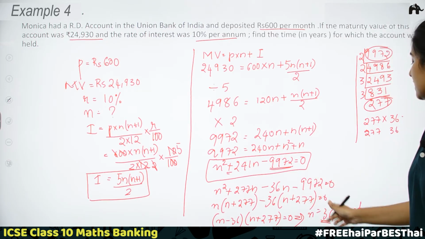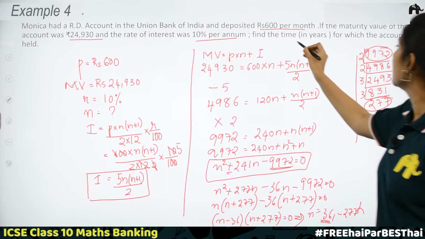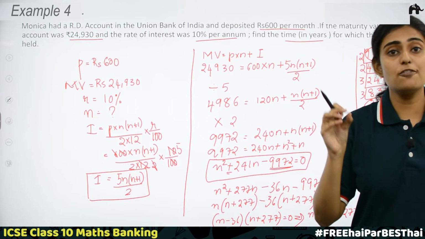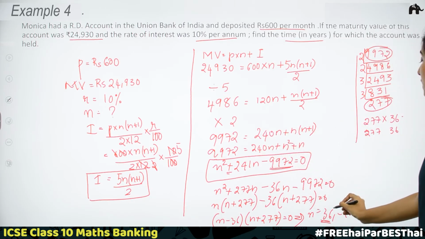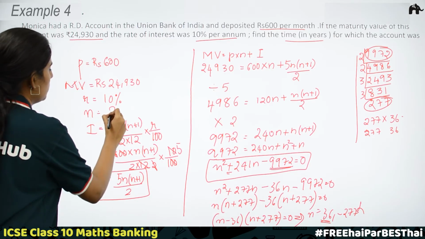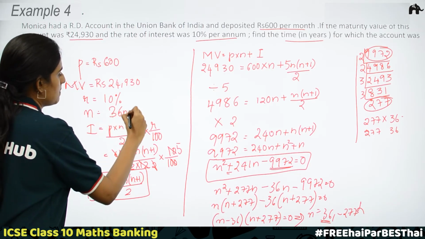Therefore, in this question, we were asked to find the time in years. 36 is the number of months. So, n is equal to 36 months. We determined n is equal to 36 months.